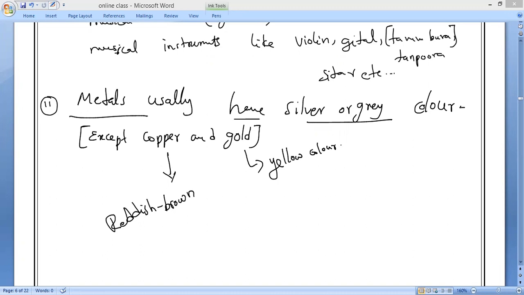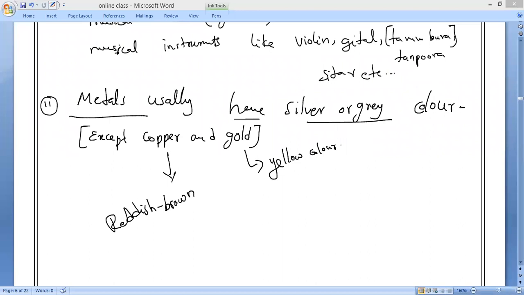Next one, 9th one. Metals have high densities. Metals are sonorous in nature. And next one, metals usually have a silver or gray color, except copper and gold. So other than this, is there any doubt? Anybody? Let me know. Everybody? That is what you have to remember.